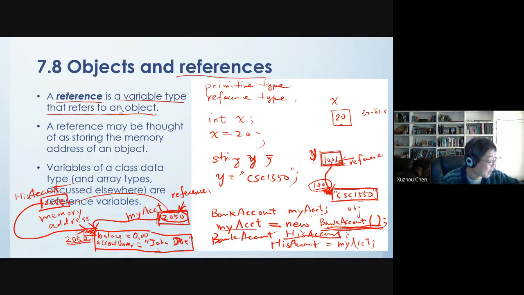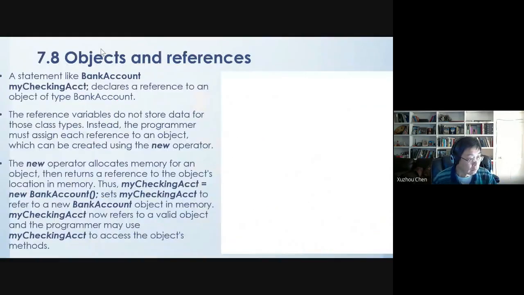Okay, let me repeat this again. If both x and y are reference variables, and I say x equals y, that means I copy the reference value of y to the reference of x. So both x and y have the same reference, which means both will point to the same object. So we use the example of bank account.